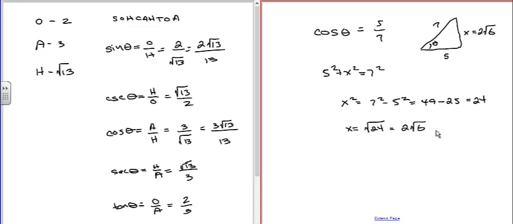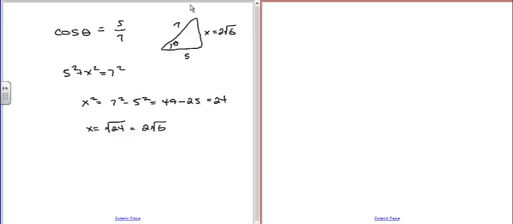So now we can find the trig values for all the other trig functions for this angle, or the angles associated with this definition. So the sine of theta is opposite over hypotenuse. So opposite is 2 times the square root of 6 divided by the hypotenuse, which is 7. I can't really simplify that.